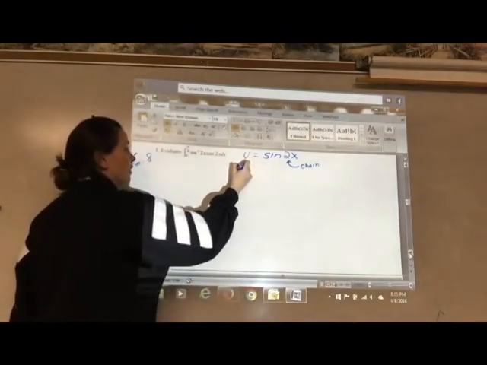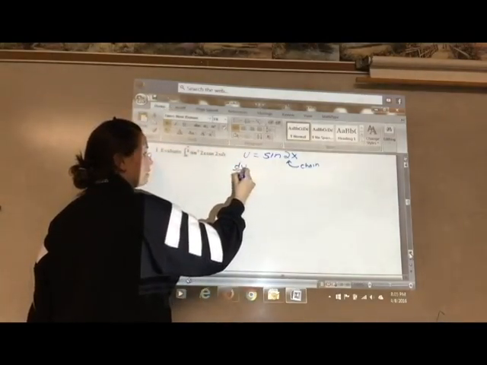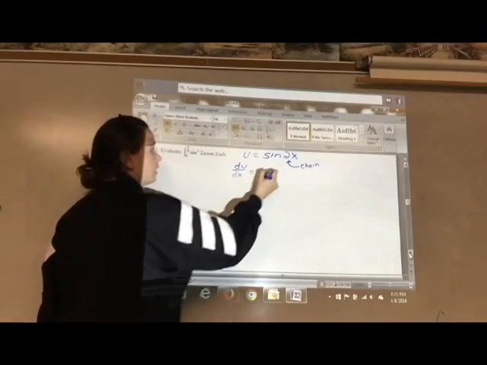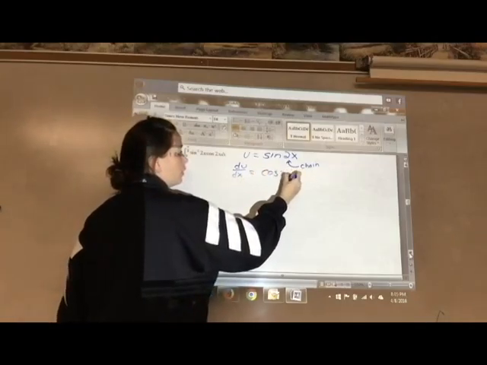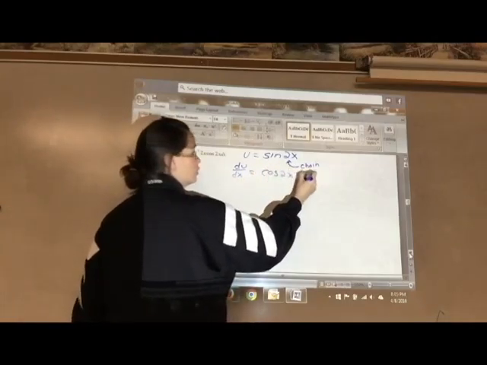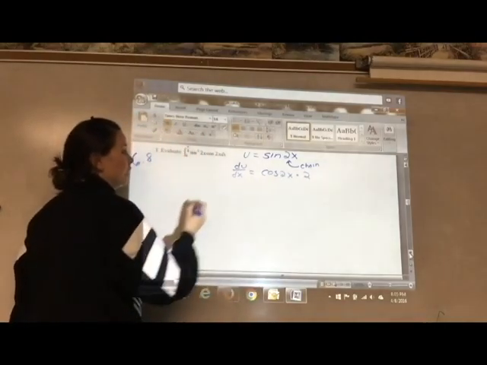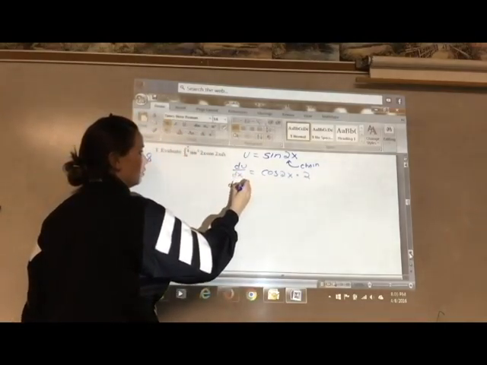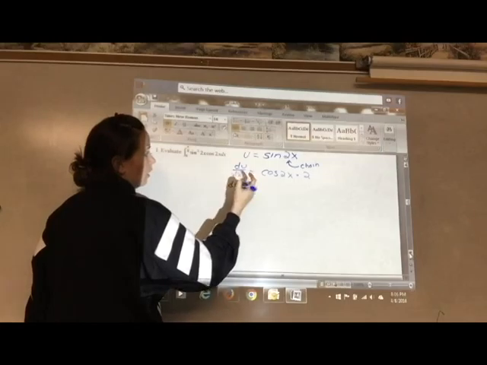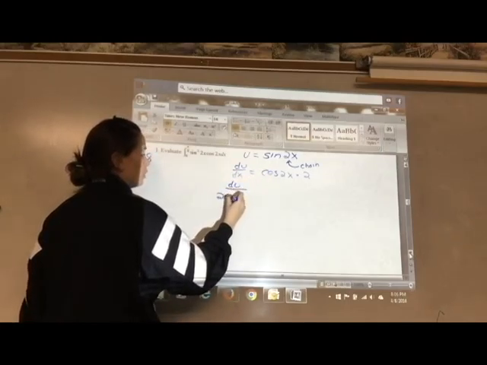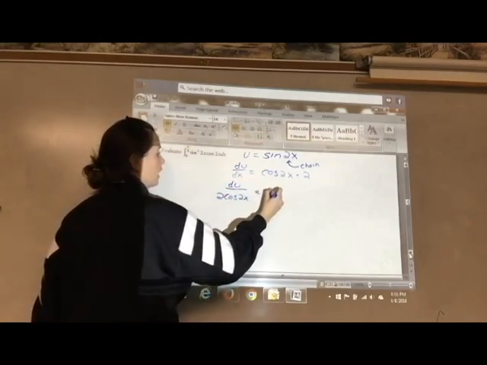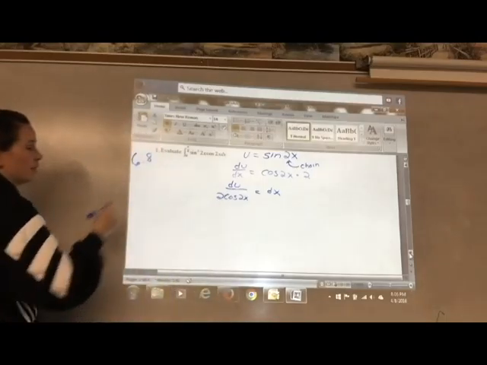Okay, so derivative, du dx. The derivative of sine is cosine. The derivative of 2x is 2. Okay, so I have du. Let's put this 2 cosine 2x equals dx. Okay, let's see if this worked.